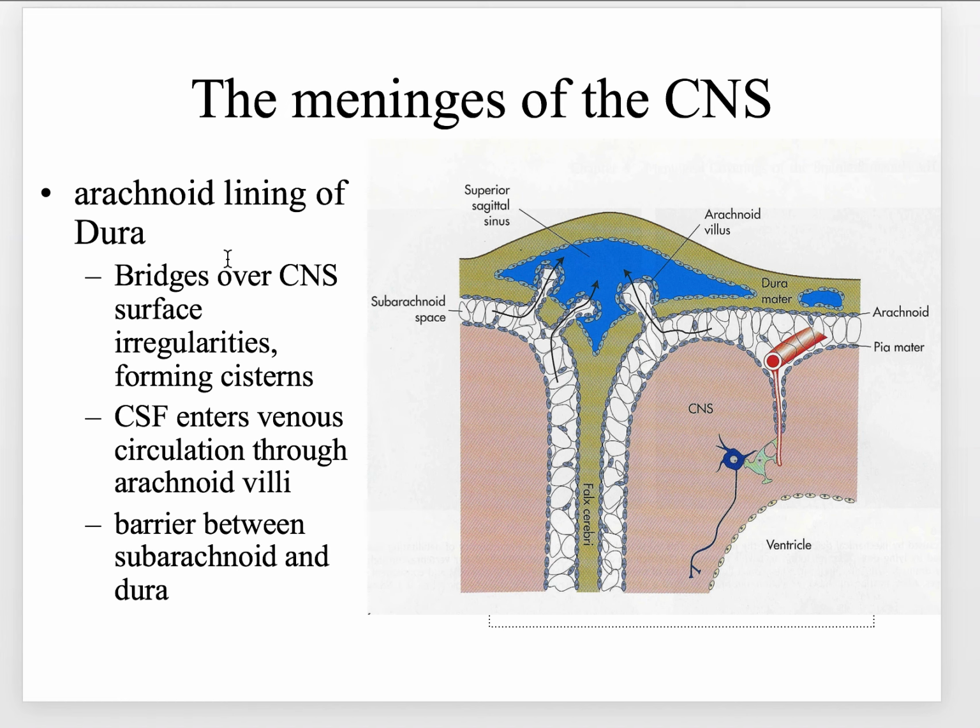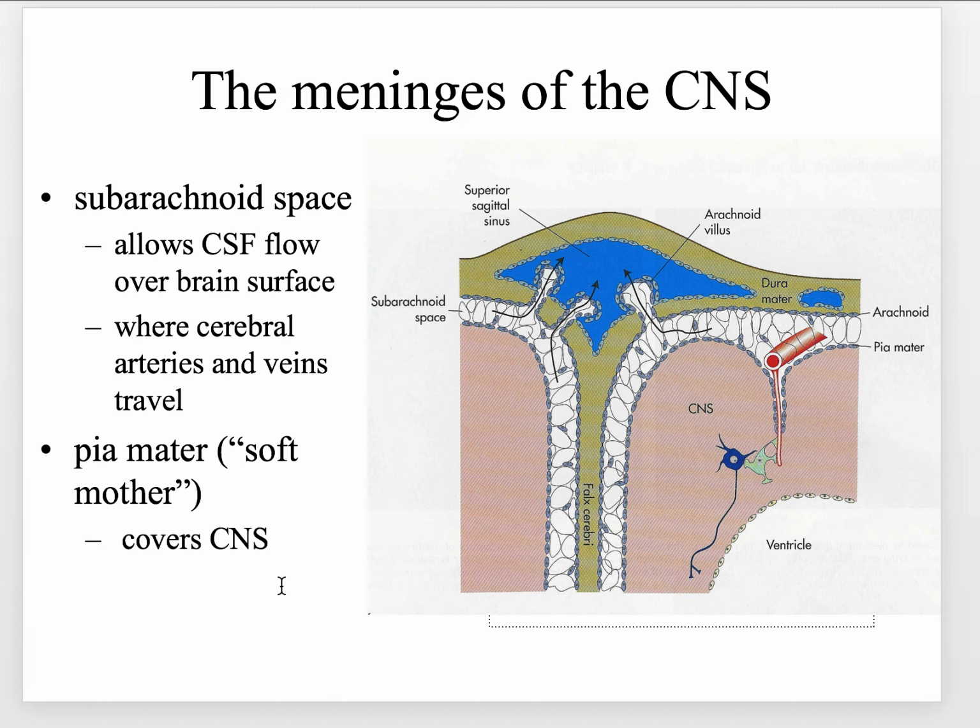So the arachnoid lining of the dura bridges over the CNS, helping with the surface irregularities. These form these little cisterns that allow cerebrospinal fluid to flow through, and they form this barrier between the subarachnoid and the dura. The subarachnoid space then also allows CSF to flow through and over the brain surface.